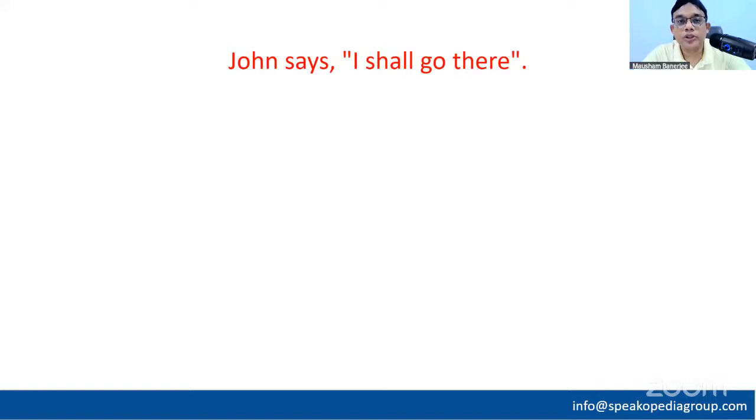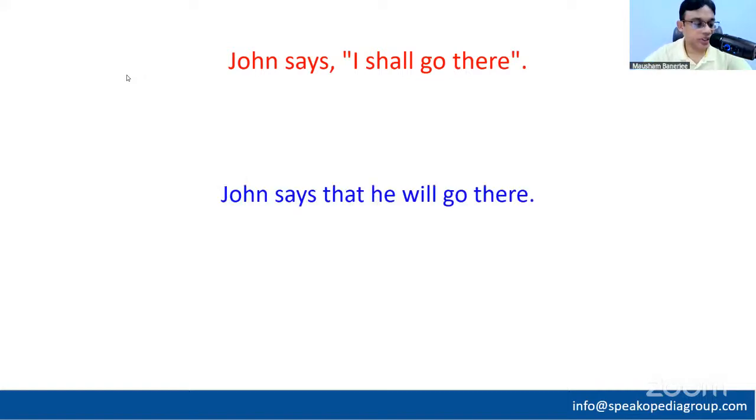All right. So quickly make the sentence. John says, I shall go there. How will you say it in indirect speech? Here comes the answer. John says that he will go there. See, there is no major change. It is in present tense. So John says that he will go there. This is the correct indirect speech.